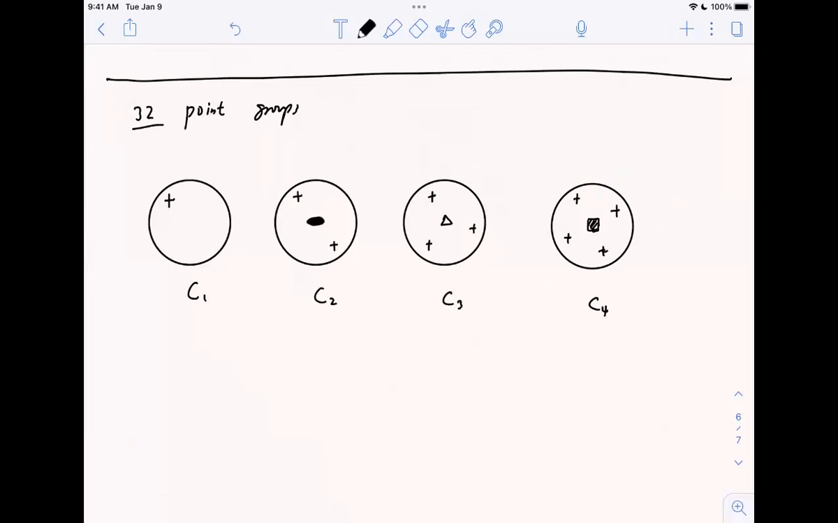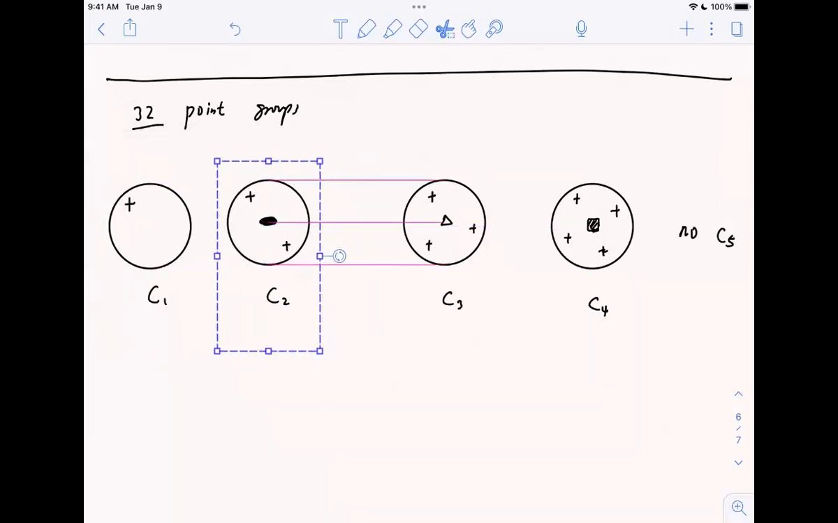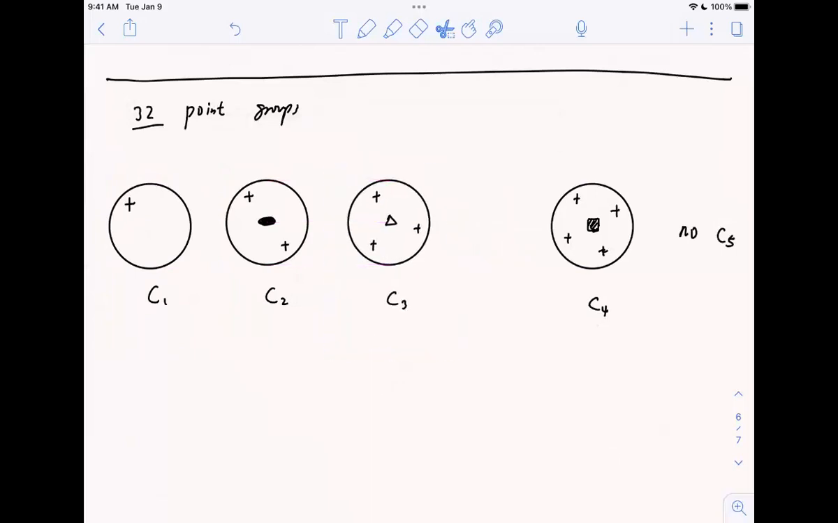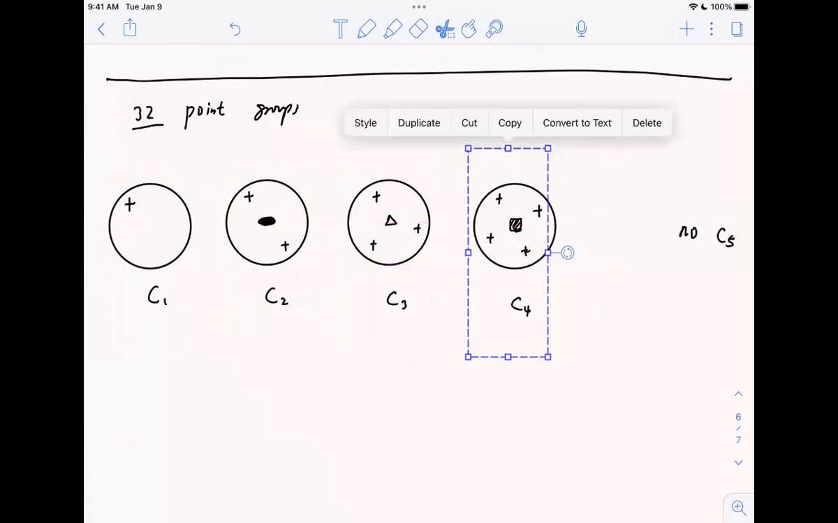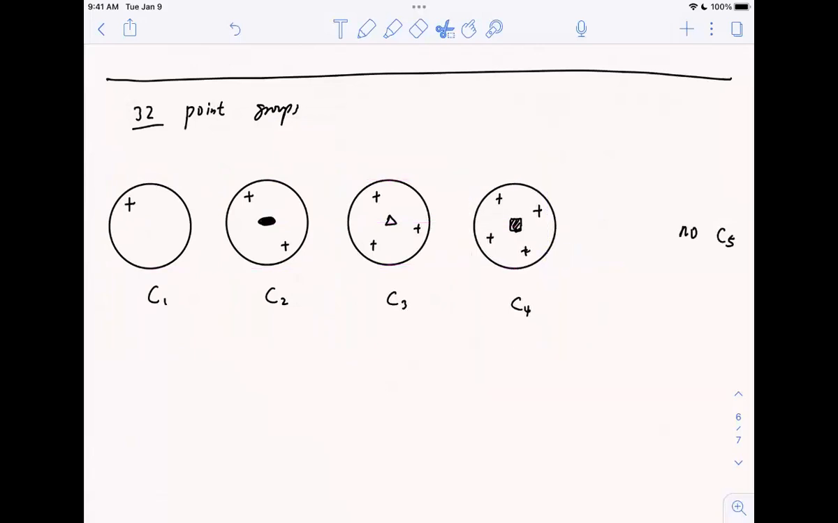So there's no C5, because C5 is not compatible with the translational symmetry of crystals. People see C5 symmetry in something called quasi-crystals. That means they don't have long range order. They probably have some short range order. They can locally have a C5. But C5 is not compatible with the translational symmetry of crystals.